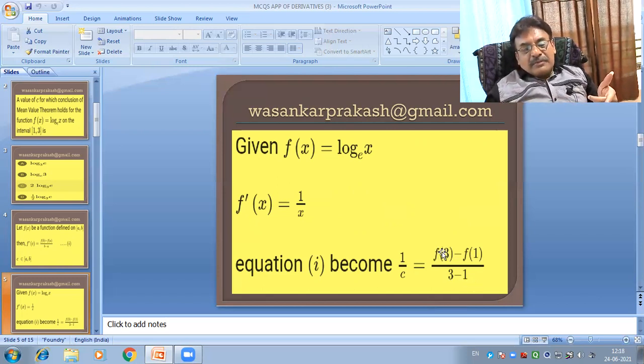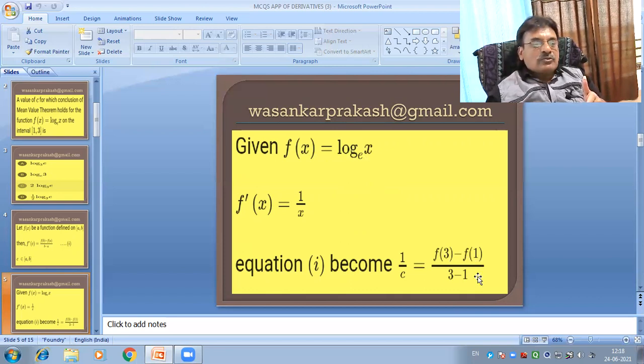Then we find here f of 3 and f of 1. For finding f of 3, we put x equals 3 in these functions. So we get f of 3 is equal to log 3 base e. So we put f of 3 equals log 3 base e minus f of 1. So we put x equals 1. f of 1 is equal to log 1 base e. And 3 minus 1, that is 2.